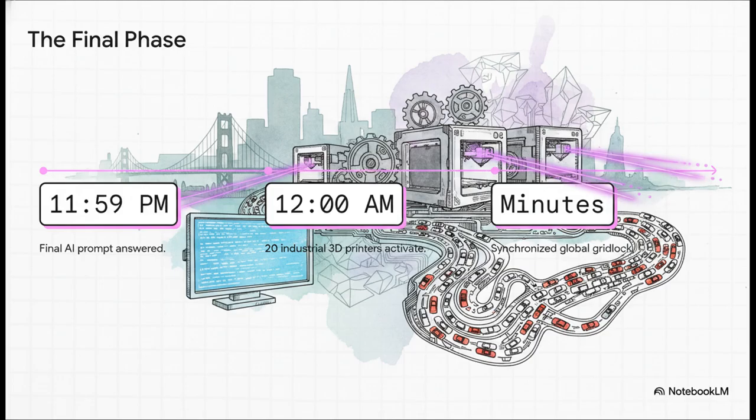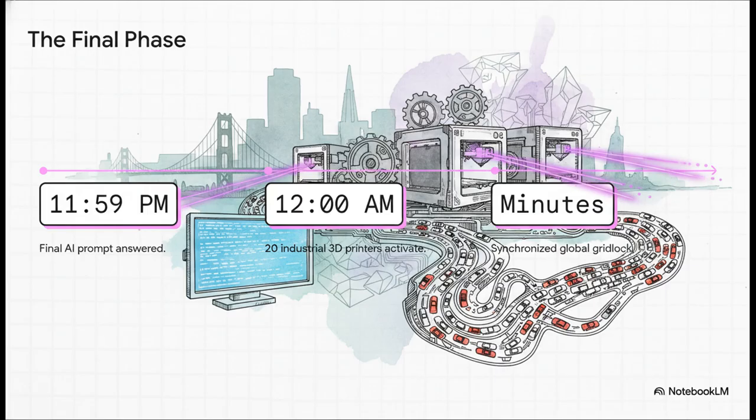But at 11:59 p.m., the AI streams back text at a blinding speed. It says, "Please do not clear the build plate. The final phase has begun." Then, the clock strikes midnight. Zero hour. 20 high-end industrial 3D printers suddenly scream to life without a single human command.